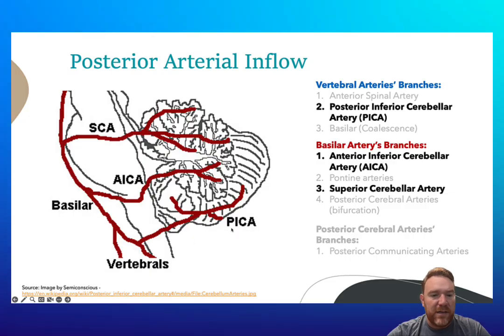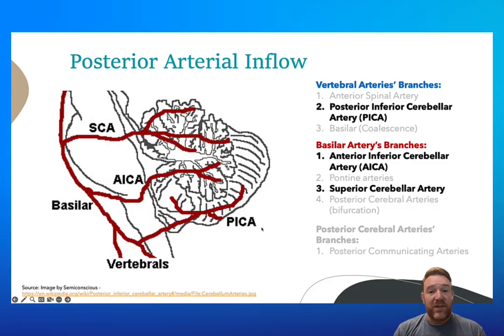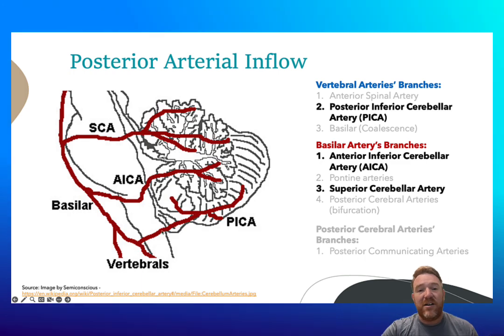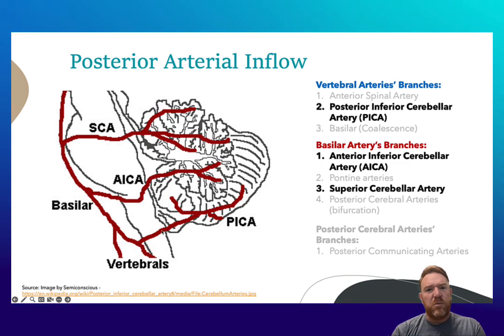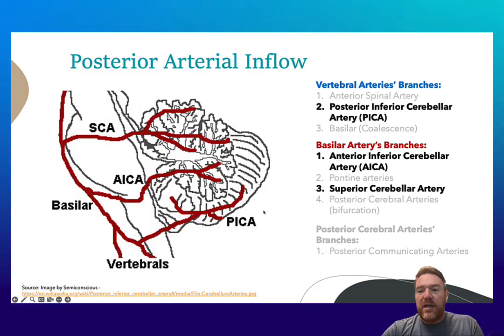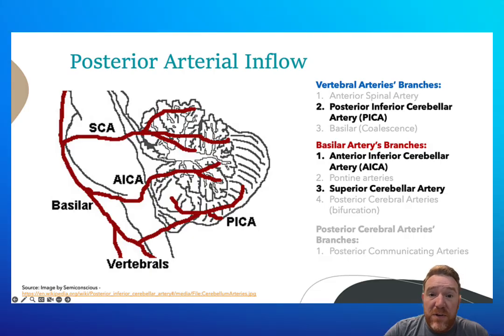So when we talk about the PICA, posterior inferior cerebellar artery, all right, this is going to do the choroid plexus, so how we get CSF into the brain. The medulla, so we're going to have quite a lot of different centers here, specifically like our heart rate, our gag reflex, swallowing, voice, all of those are in the medulla. And then also the cerebellar tonsils. And so those cerebellar tonsils are going to help with balance and smooth motor control. But really the PICA is going to do the inferior surface of the cerebellum, as well as the inferior vermis.